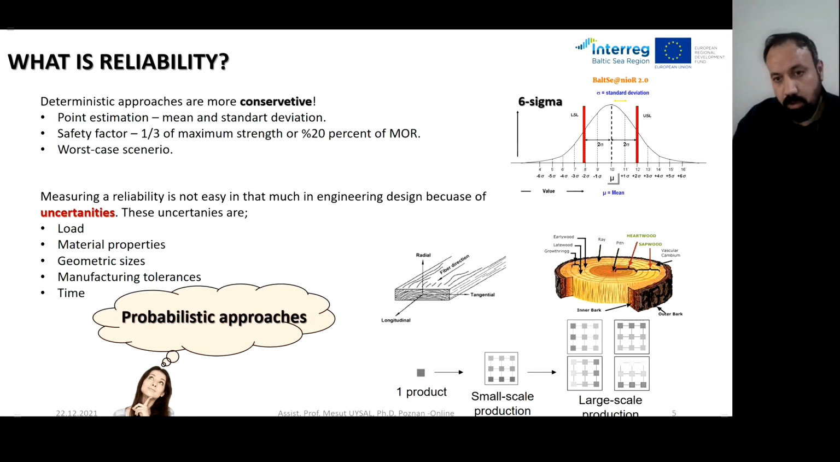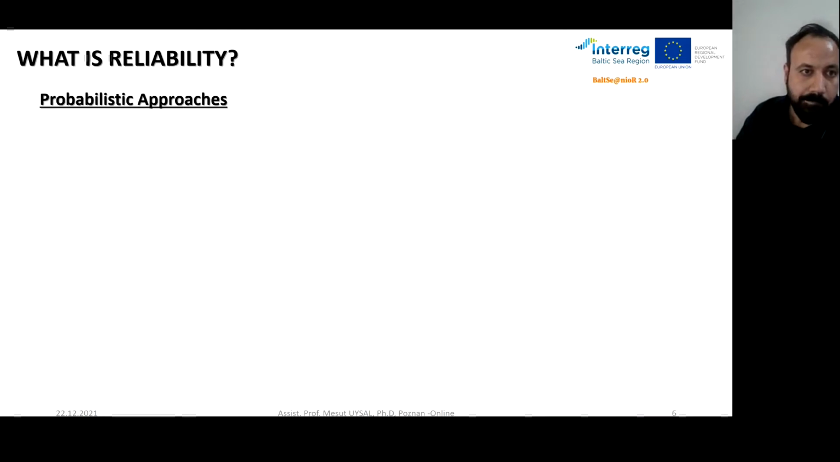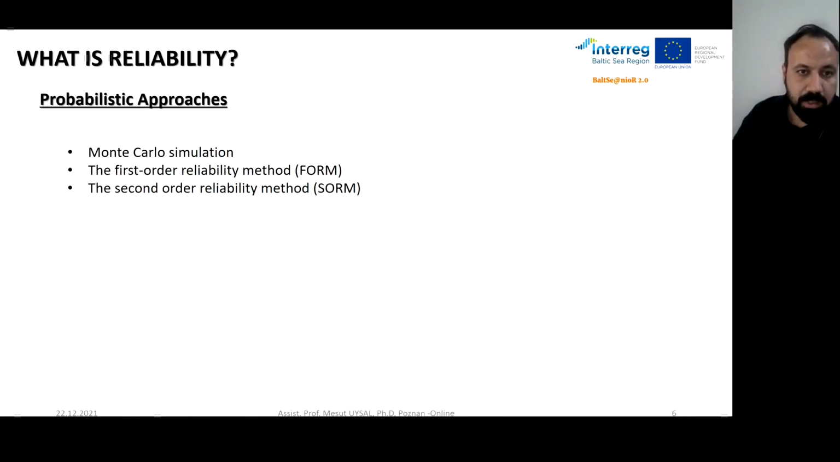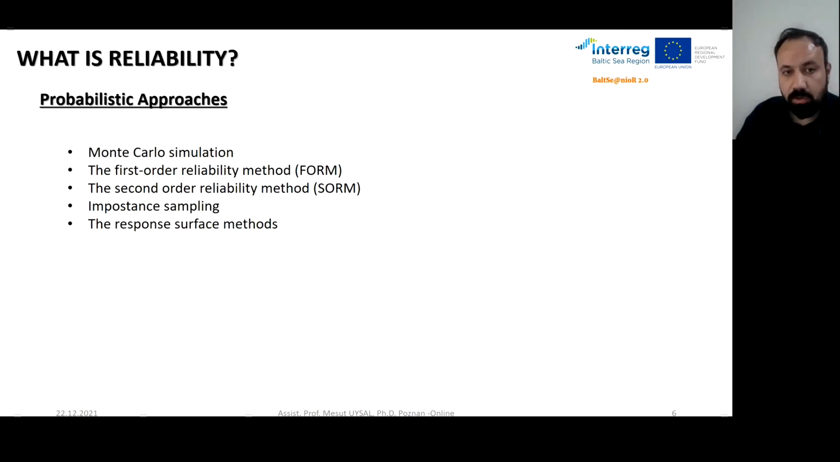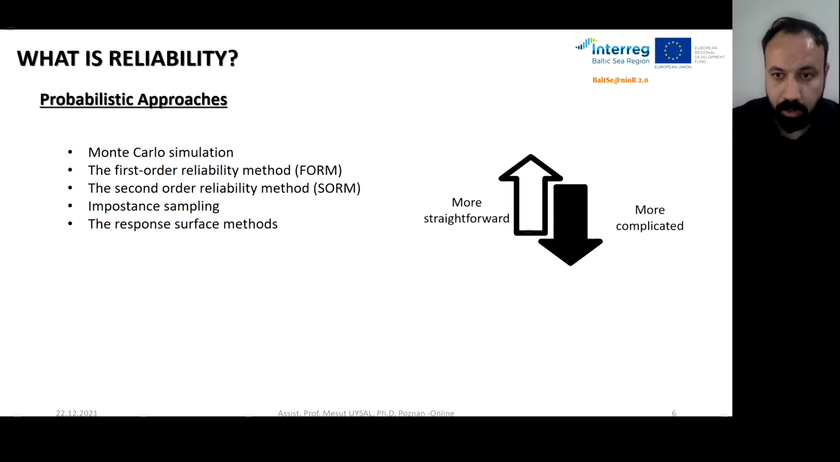I will talk about the probabilistic approach later in this presentation, and just a little bit about what types of probabilistic approach we have. The probabilistic approaches include Monte Carlo simulation, the first order reliability method, the second order reliability method, importance sampling, and the response surface methods. If we go down the list, it is getting more complicated.